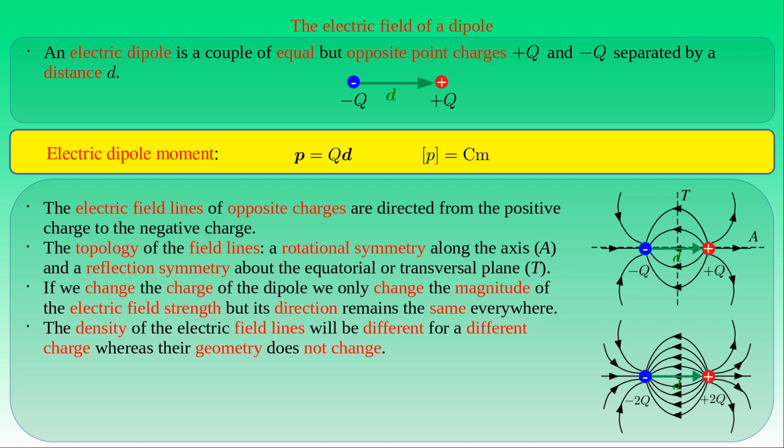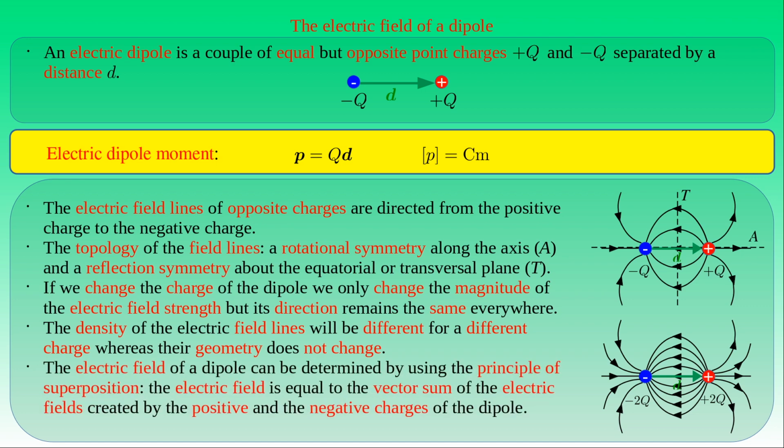Since the electric dipole is a simple system of point charges, we can apply the principle of superposition for electric fields. This tells us that the electric field strength of a dipole is the vector sum of the electric fields of the positive and the negative charges of the dipole. First, we study the electric field of a dipole at special locations, such as on the axis and the equatorial plane of the dipole. Then we will determine the electric field in an arbitrary point in the vicinity of the dipole.